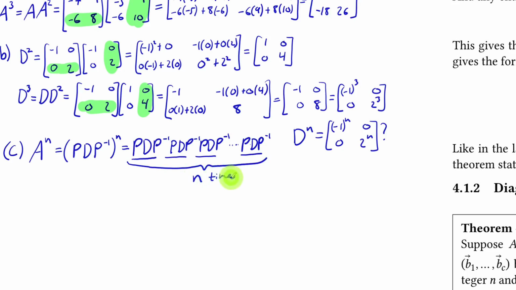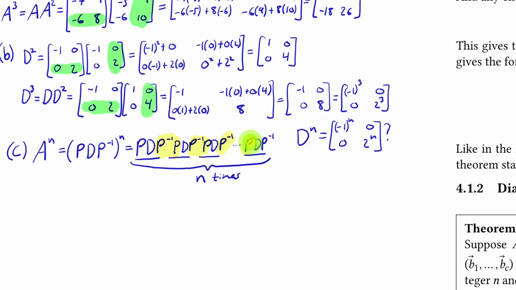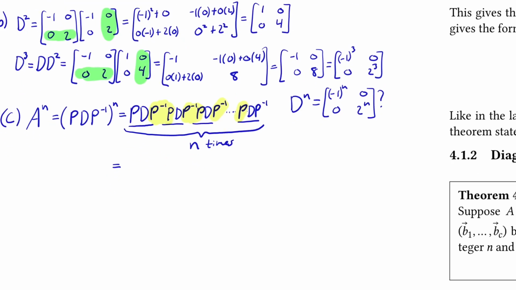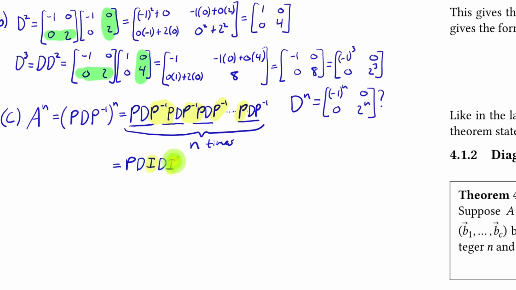And what I see here is that p inverse times p is the identity. And all of the ones in the middle are going to cancel out. Like this last one here, this p inverse is going to cancel out with whatever the next p is. And this last p here would cancel out with the p inverse before it. The ones on the outside do not cancel out, but we could write this as p d I d I, like so, and multiplying all of these diagonal matrices by the identity doesn't change them.